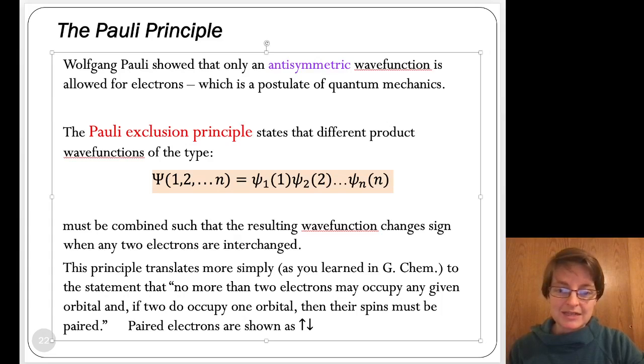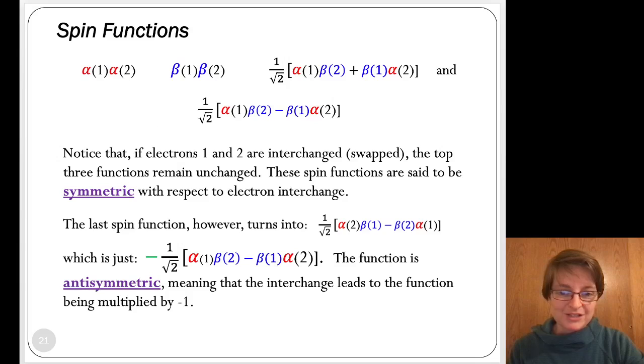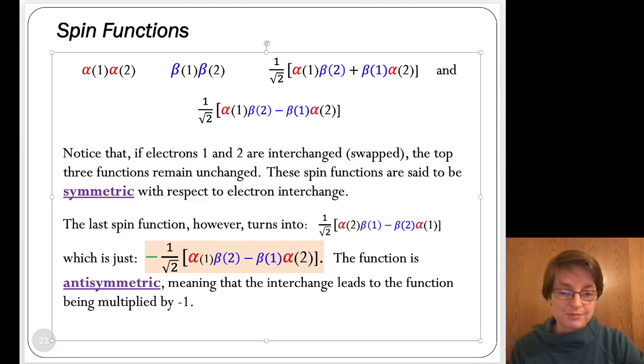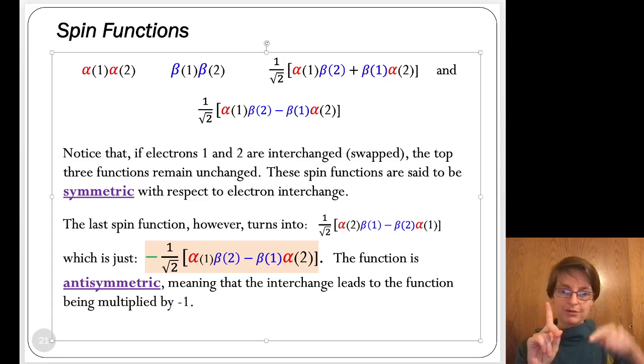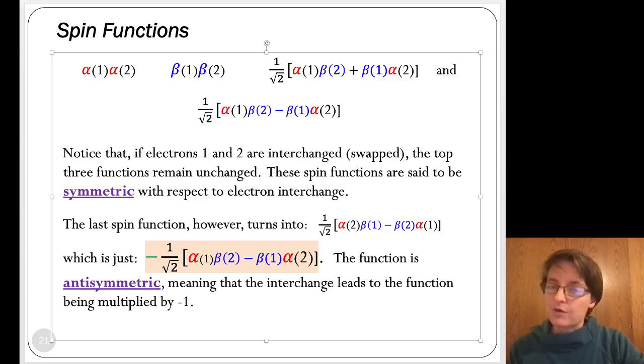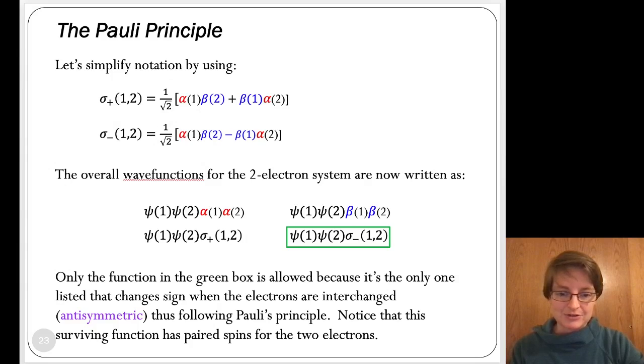Because in that unique case, our spatial wave function times our spin wave function, the spatial wave function is symmetric with respect to the interchange of two electrons, but our spin function is antisymmetric. And so if our spins are paired, one spin up, one spin down, then our overall wave function can be antisymmetric. And that would obey the Pauli exclusion principle.